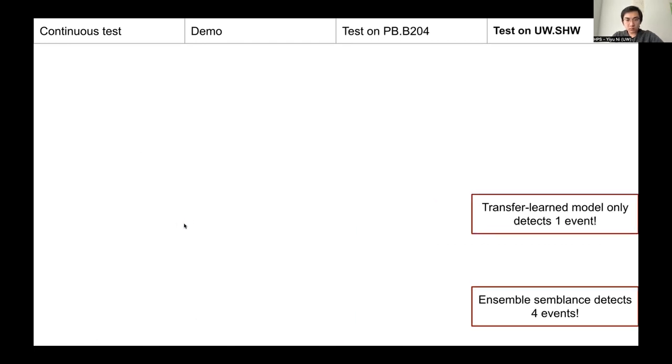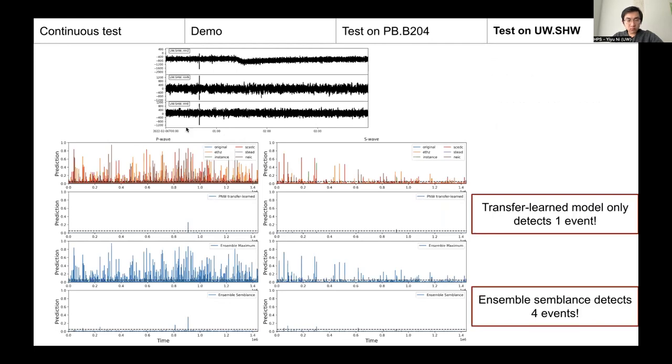If you look at the surface station in the same period, which is close to the borehole station but on the surface, you can see a lot of the events are already hidden in the noise. Amazingly, the pre-trained models can always give some predictions, but they're not that good. Transfer learned also gives its own predictions, but only detects one event, this large one, and it also misses this one, even though we use a pretty low threshold to make the detection.